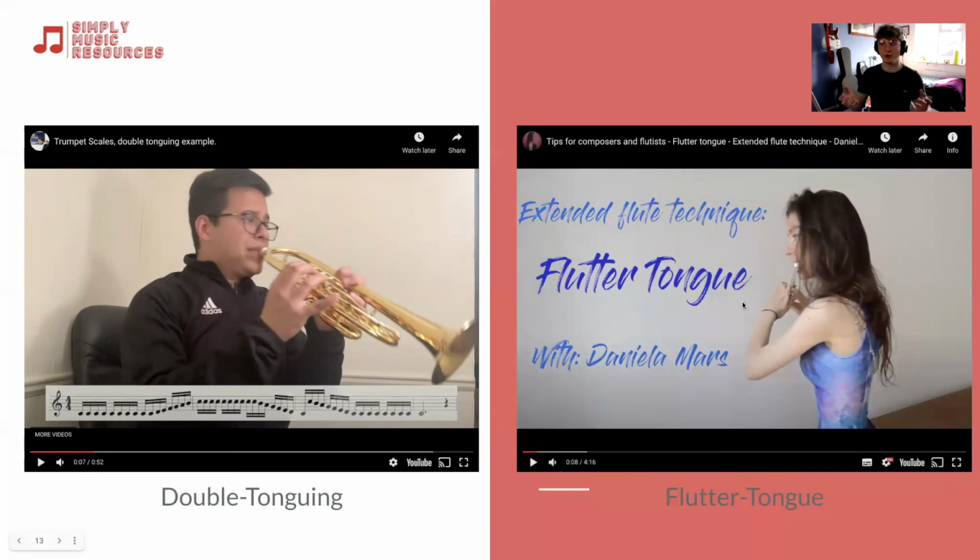There we go. So flutter tonguing, again, it's not done by taking lots of little breaths. It's done by rolling the tongue and rolling the mouth in order to create what sounds like a tremolo effect without having to make lots and lots of breaths. Again, it can be useful for a wide range of genres.